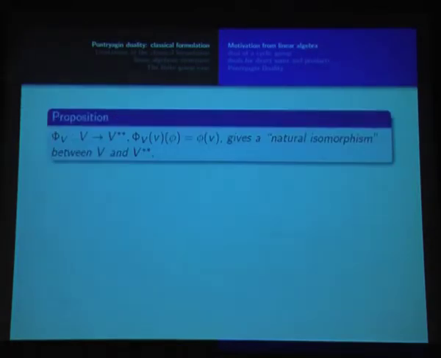So remember this. Now the proposition is the following, which we have seen, that if we have a finite dimensional vector space V, then we have this natural map phi_V from V to V star star.